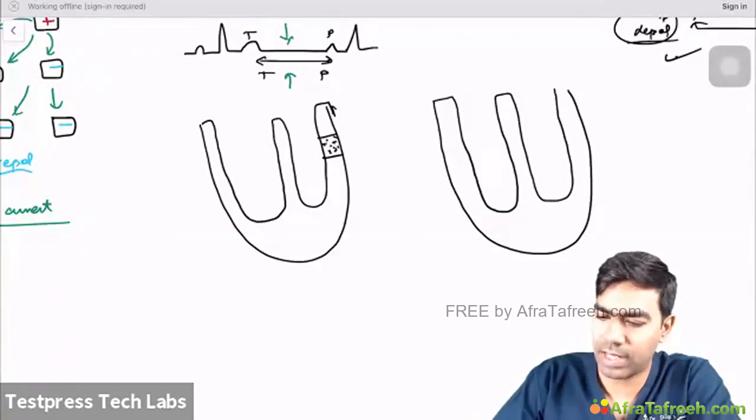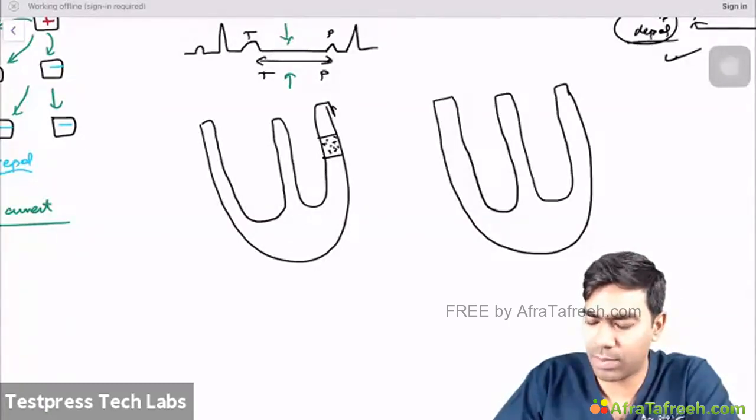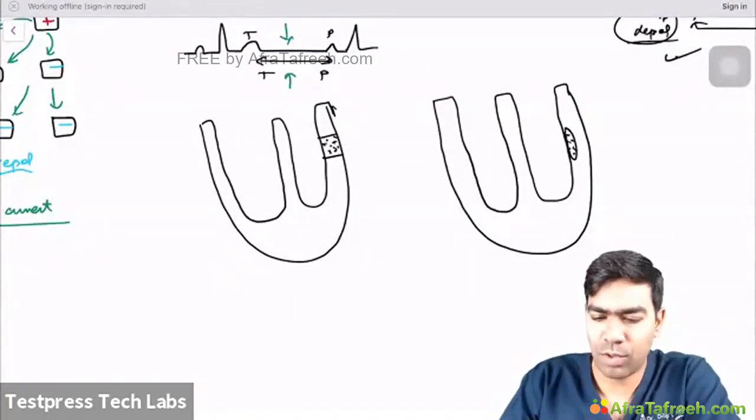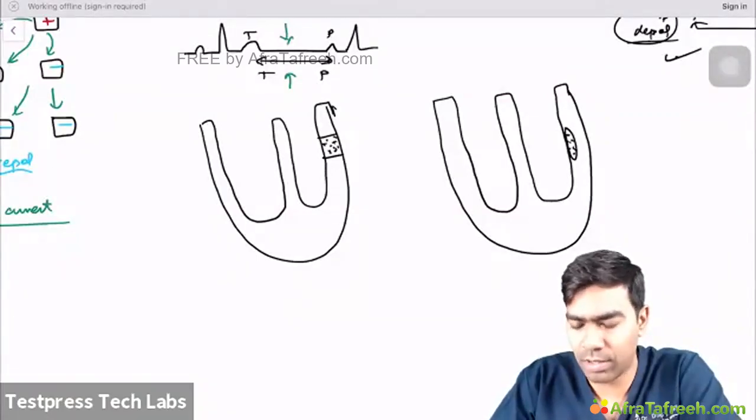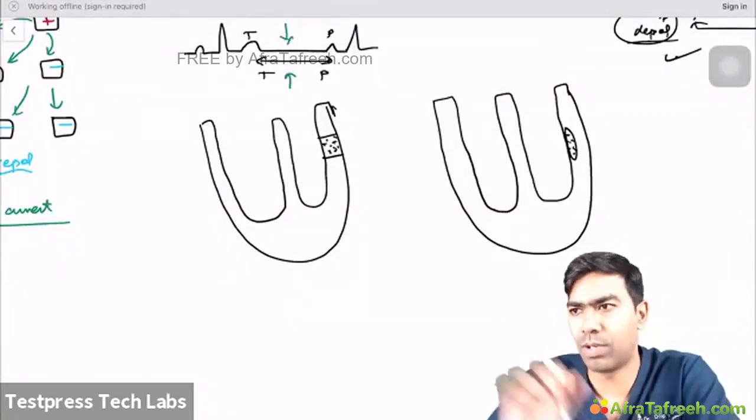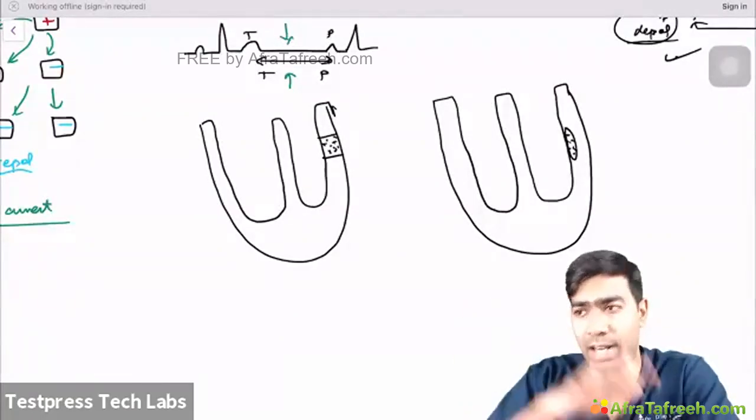So let me take a second area, where I'm not having transmural ischemia, but only some subendocardial ischemia here. Of course, we know what we mean by injury current. So this injury current is going to travel from one direction to different directions.